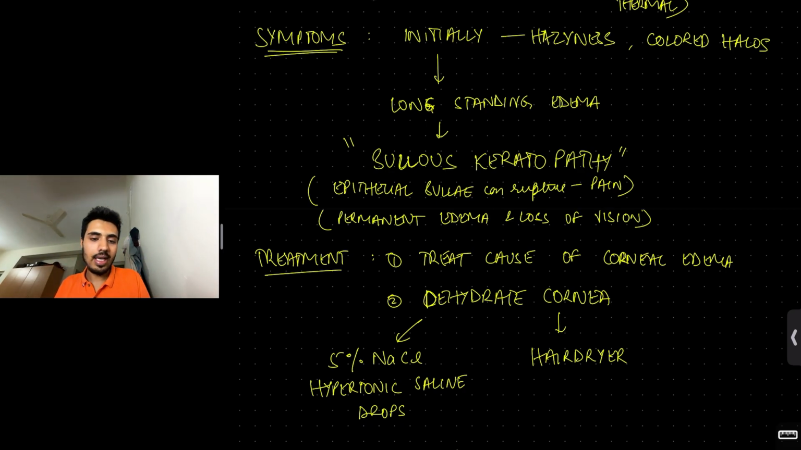That is colored halos. Then later on, if this corneal edema is long standing, prolonged, then what happens? It leads to something known as bullous keratopathy. Now, bullous keratopathy not only causes permanent corneal edema and permanent loss of vision, it can also cause pain because of rupture of these epithelial bullae. So these are the symptoms. Initially, haziness, colored halos, transient loss of vision, and in long-standing cases bullous keratopathy, permanent edema.